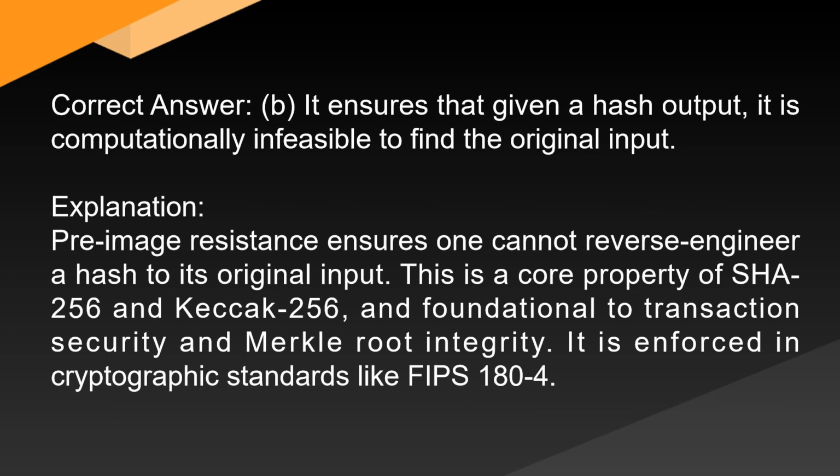Correct answer. B. It ensures that given a hash output, it is computationally infeasible to find the original input. Explanation. Pre-image resistance ensures one cannot reverse engineer a hash to its original input. This is a core property of SHA-256 and Keccak-256, and foundational to transaction security and Merkle root integrity. It is enforced in cryptographic standards like FIPS 184.